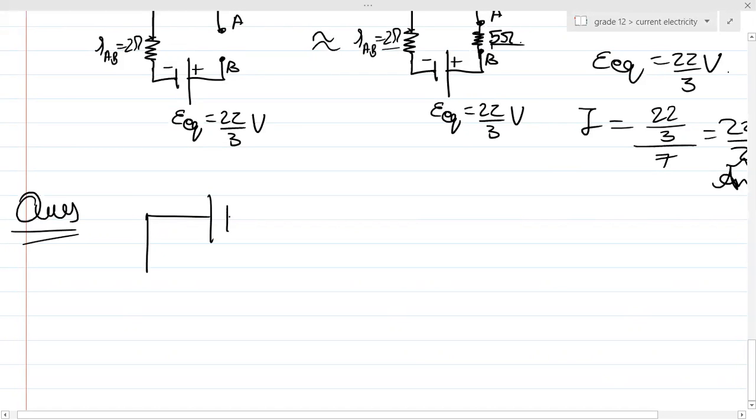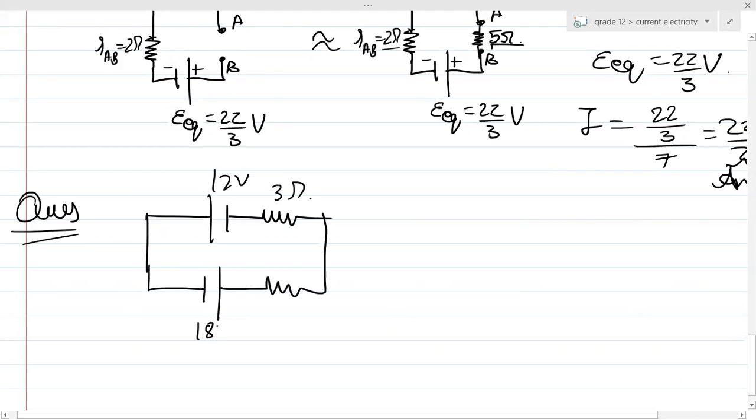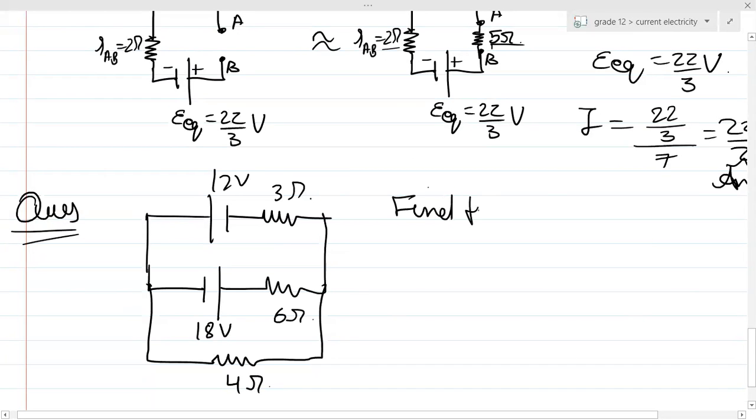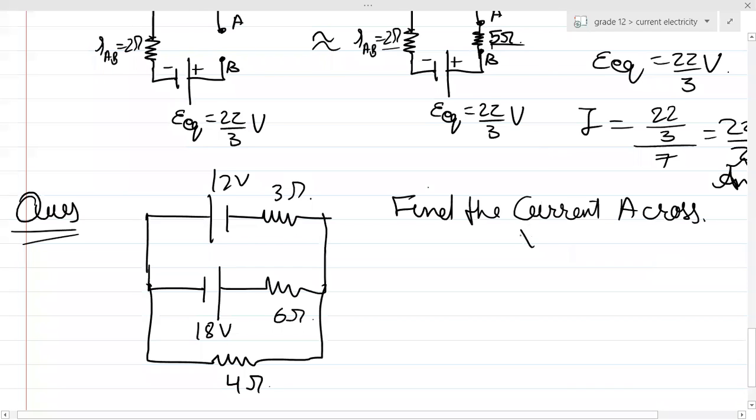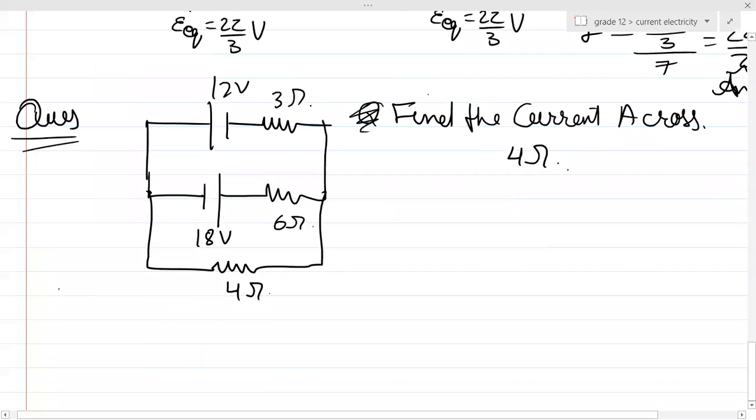Anyways, this is a simple question on grouping of batteries. If you remember, you already did something like this. There are two batteries. This is 12 volt 3 ohm, and this is 18 volt 6 ohm, and I have connected a 4 ohm resistor over here. Now the question is, find the current across 4 ohm. This was the question. Okay. So how will you do it, guys?